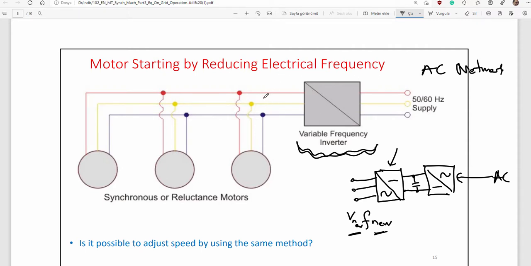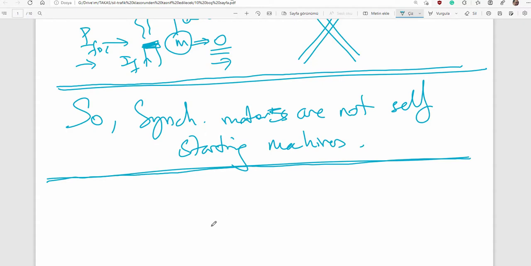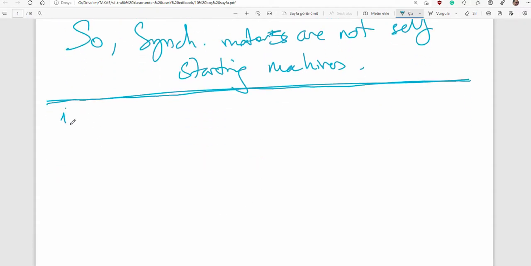Let's say new frequency. You know, rotating magnetic field speed is 60 F over pole pair number. Now, please substitute F new right here. So, synchronous rotating magnetic field speed will be easily changed by changing frequency. Assume that frequency is very low, let's say 5 Hz, 10 Hz, and then there is a very slow rotation.